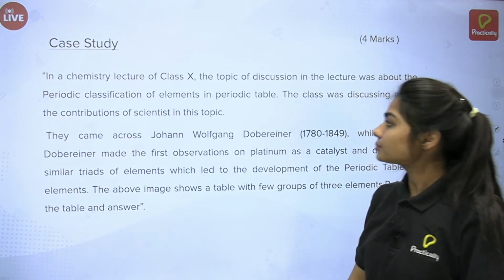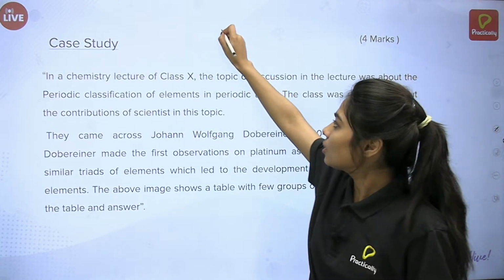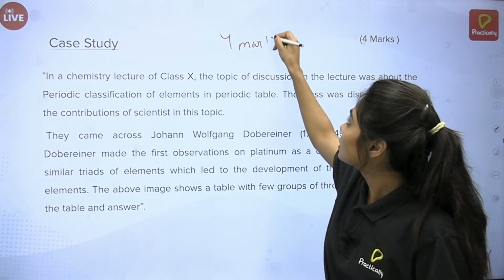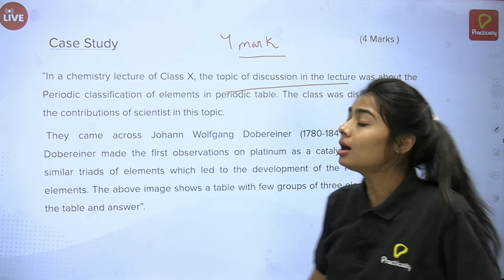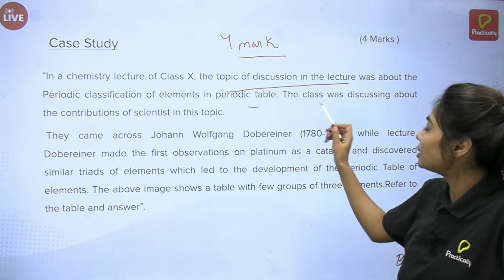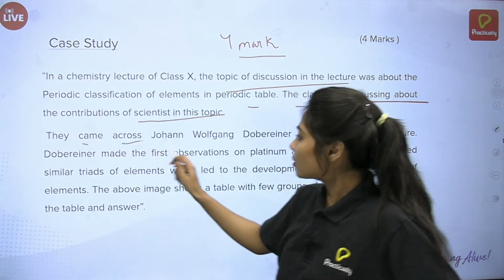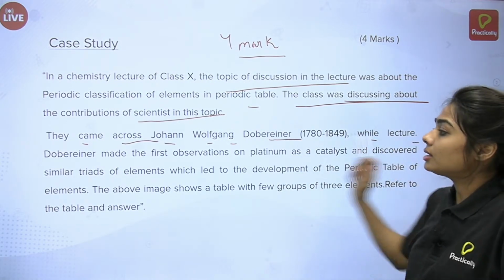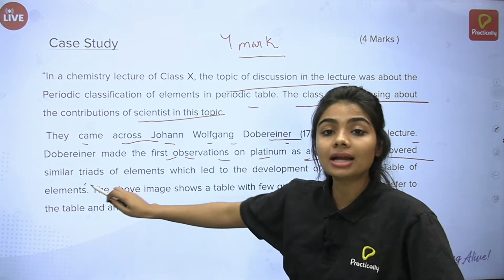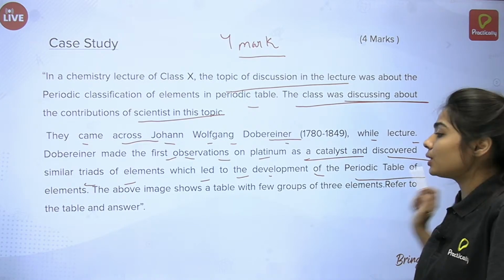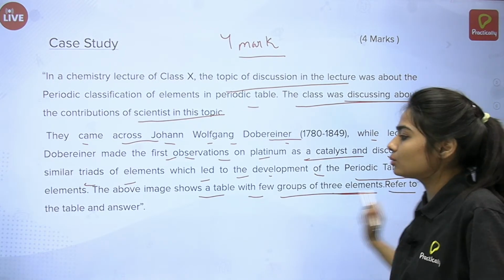Okay, next. In a chemistry lecture, now this is a case study question. A case study question is a 4-mark question. In a chemistry lecture of class 10, the topic of discussion was the periodic classification of elements in the periodic table. The class was discussing the contribution of scientists on this topic. They came across Johann Wolfgang Dobereiner during the lecture. Dobereiner made the first observation on platinum as a catalyst and discovered similar triads of elements, which led to the development of the periodic table of elements. The above image shows a table with a few groups of 3 elements. Refer to the table and answer.